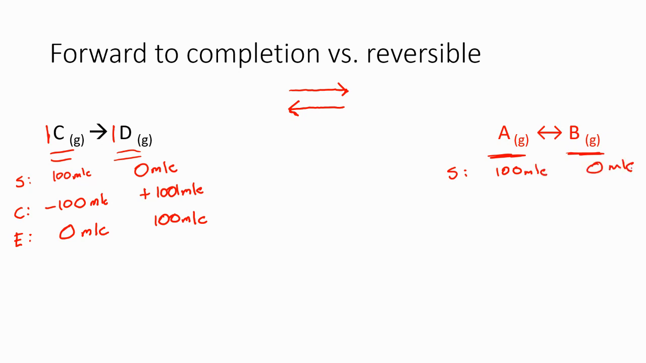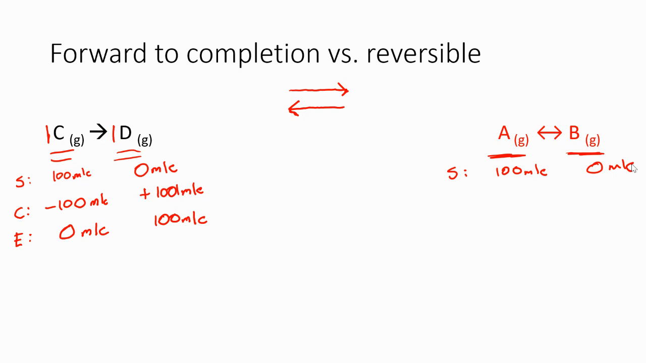Why is the math different now? Is there a time when A is going to reach 0? The answer is no. Because as soon as we start to produce molecules of B, those molecules of B will go back and react to form A again. So I can never get to a point where I have 0 molecules of A if I started out with any in the first place.